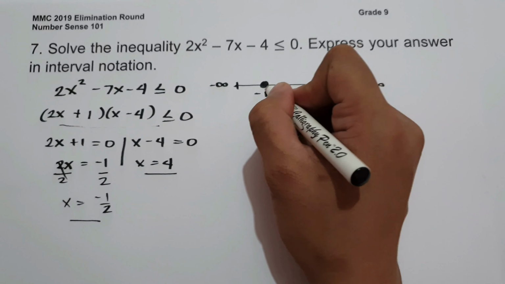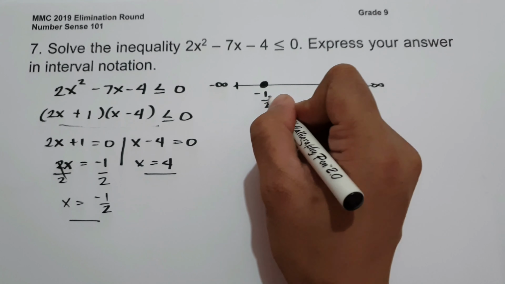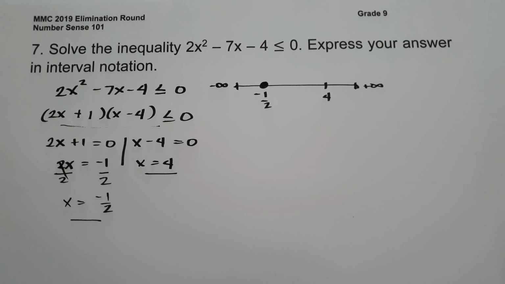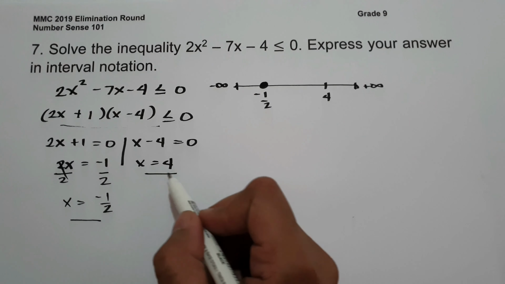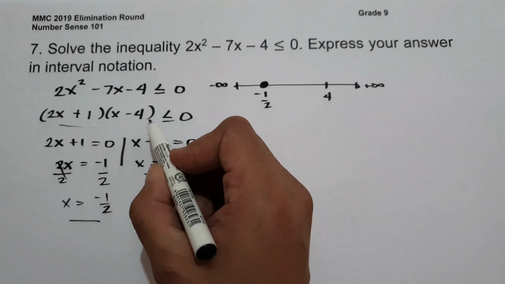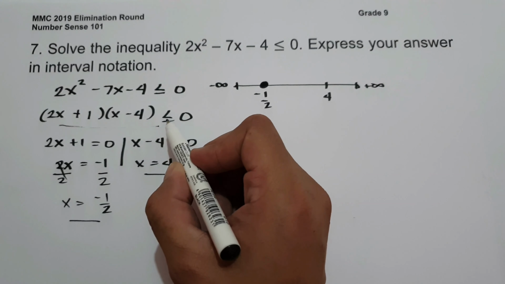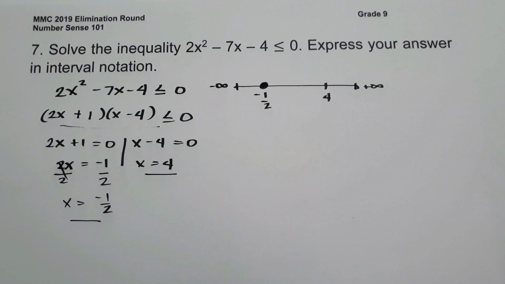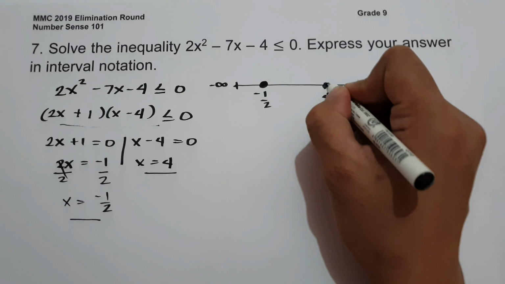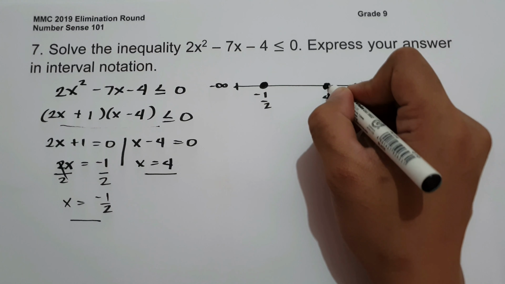So we are going to use shaded. That means negative 1/2 belongs to the solution. And if we substitute 4 into this expression, it will make it true. It will make it less than or equal to 0. Therefore, 4 is also included in the solution.